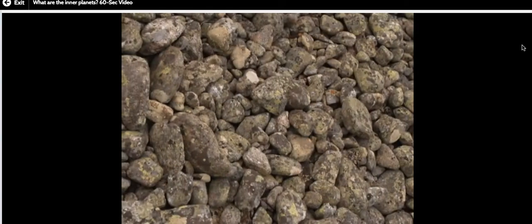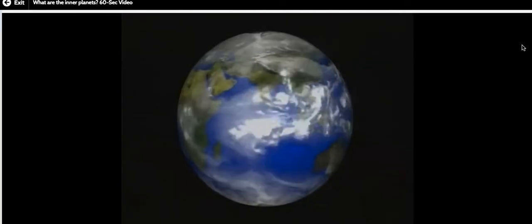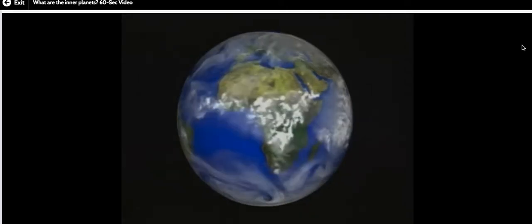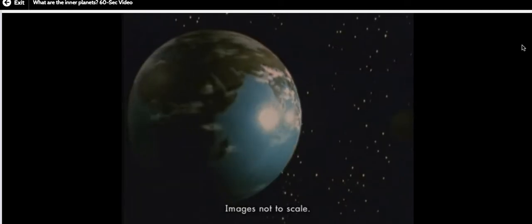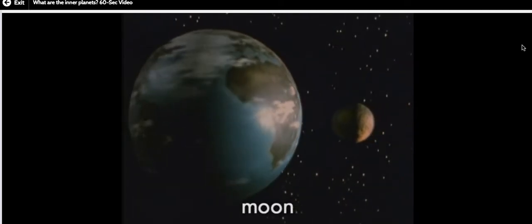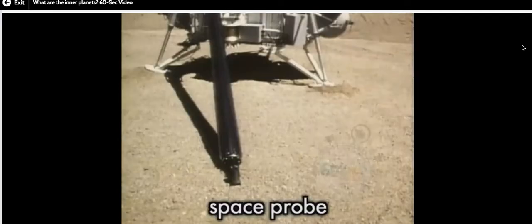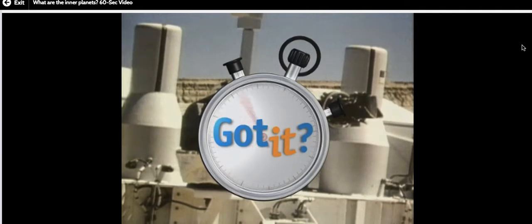The inner planets have rocky surfaces. Earth, which is the 3rd planet from the Sun, is the only planet in the solar system with liquid water on its surface and the only planet known to support life. Earth has 1 orbiting moon. A moon is a natural object that revolves around a planet. Scientists have learned about the inner planets by using space probes. A space probe is a spacecraft that gathers data and doesn't need a crew. Got it? Sure you do.